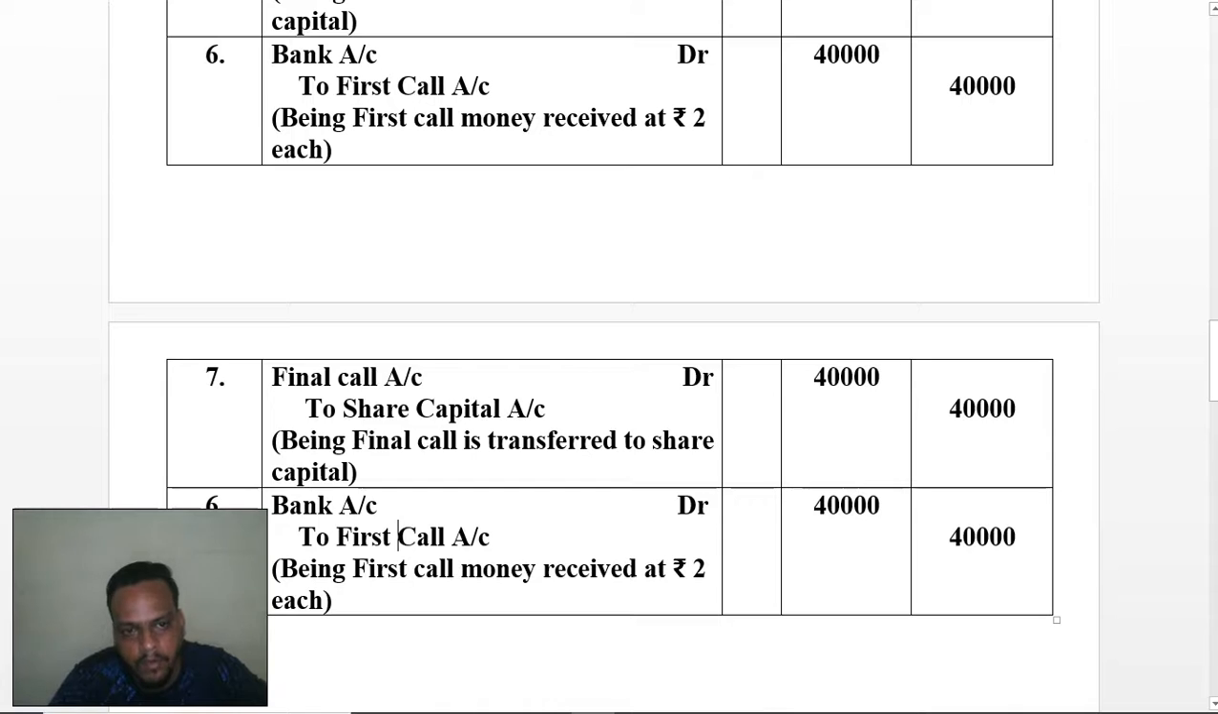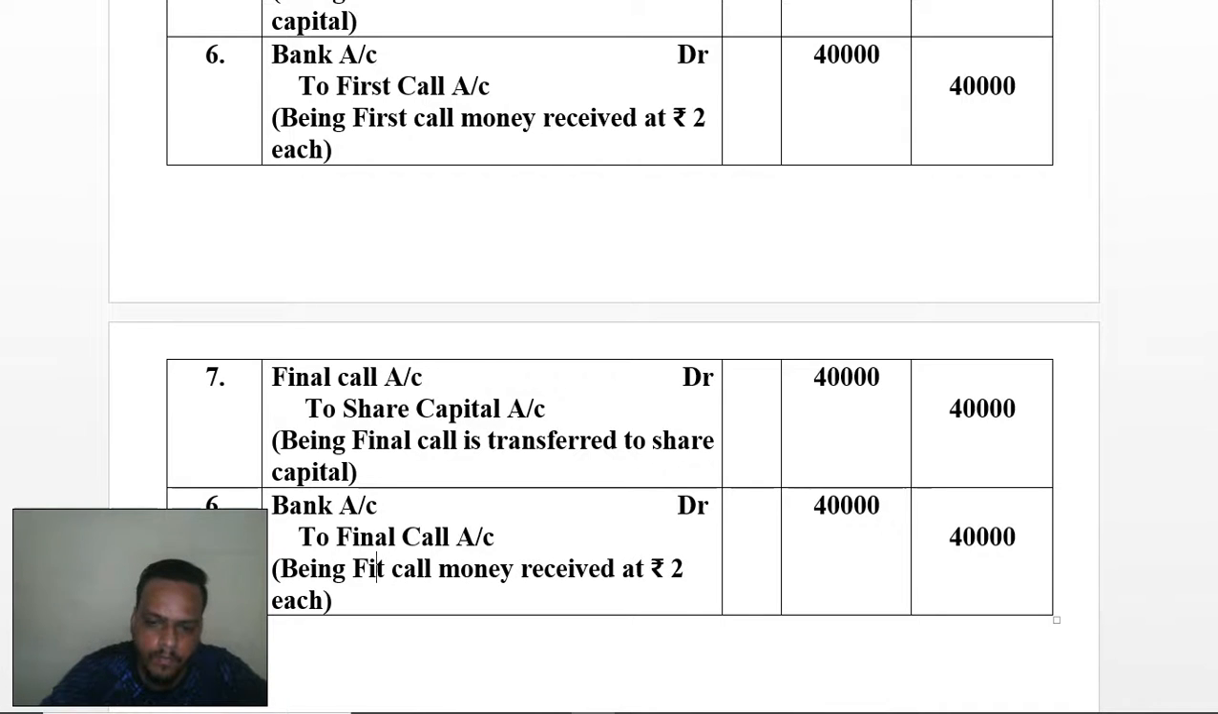Then we are going with the last part. The amount you have received for the final call as 2 rupees. The amount will be same as 40,000. Final call account. Here many students ask me to give a total or not. You should not give a total because you have to write amount 2 times in this journal entry, so the total will not be matching what you are required.